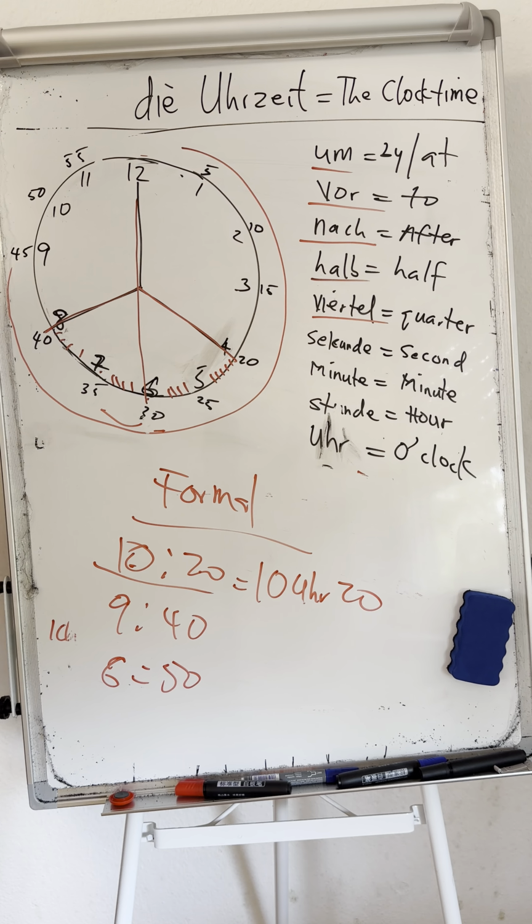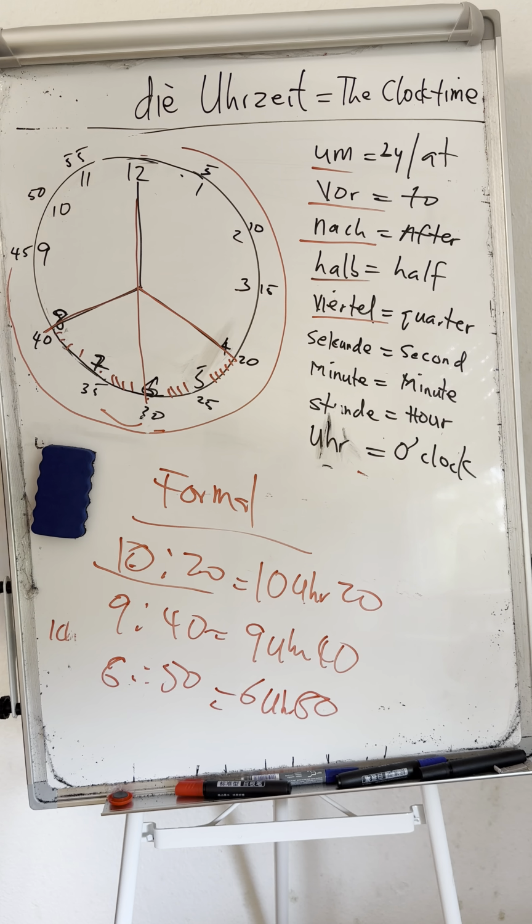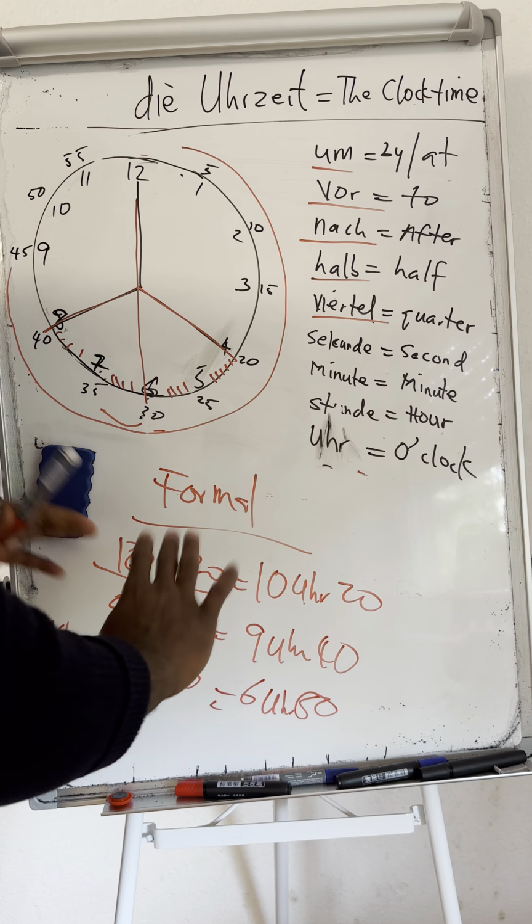9 Uhr 40. 9 Uhr what? 40. This is 6:50, which is 6 Uhr 50. You understand? This is how you read formal time in German, very straight to the point. But it's good to understand the informal way. That's what makes you a German language student. It makes German interesting. So understand this and master it. We are going to see more of it in our subsequent classes. You understand? Master this time. Thank you very much.